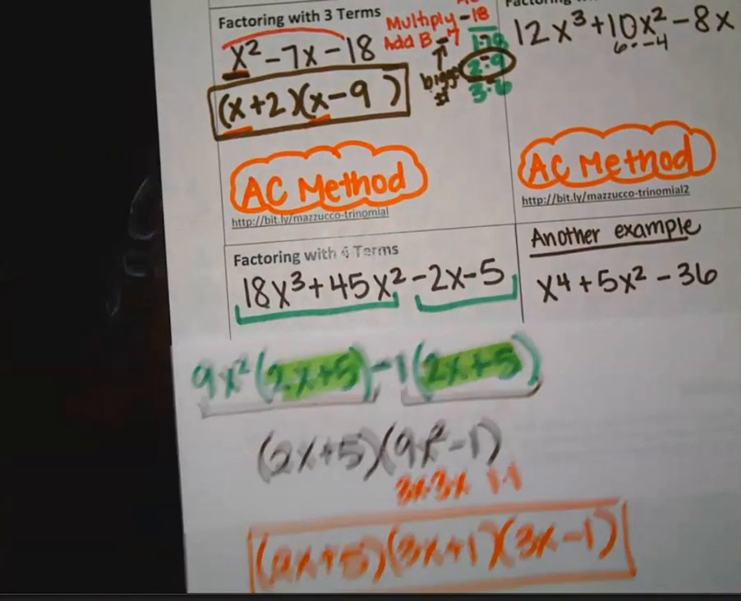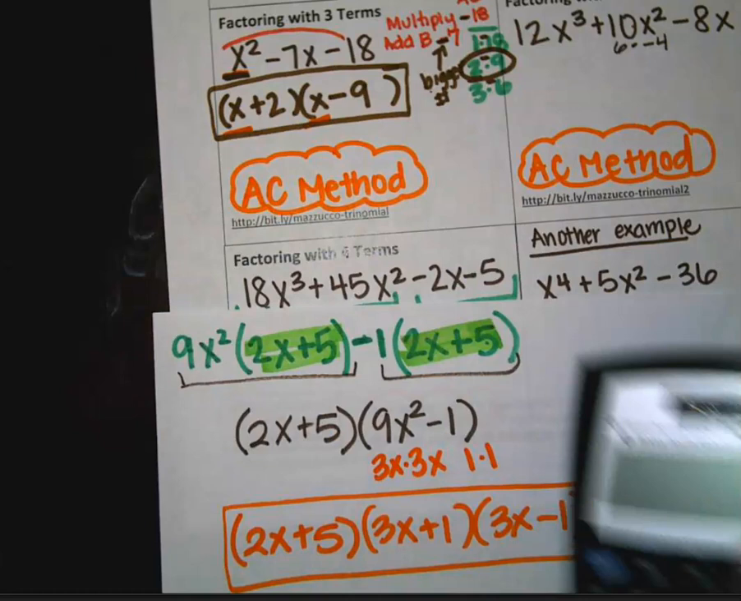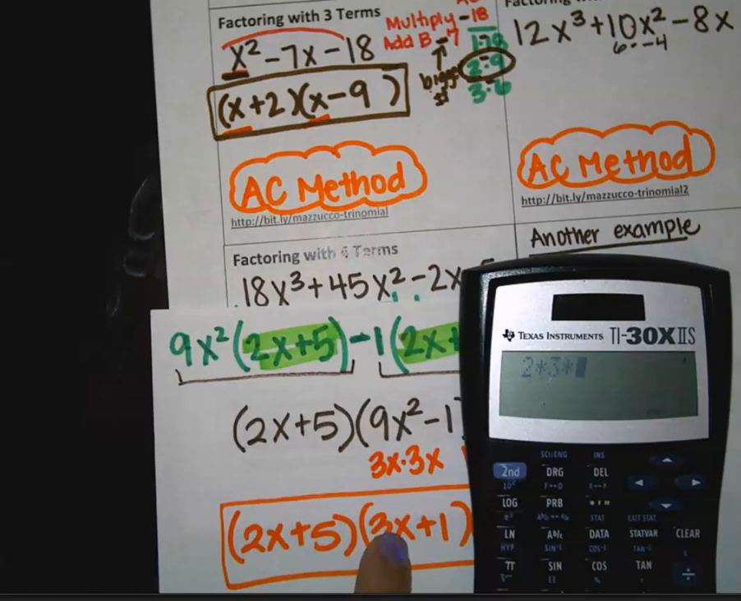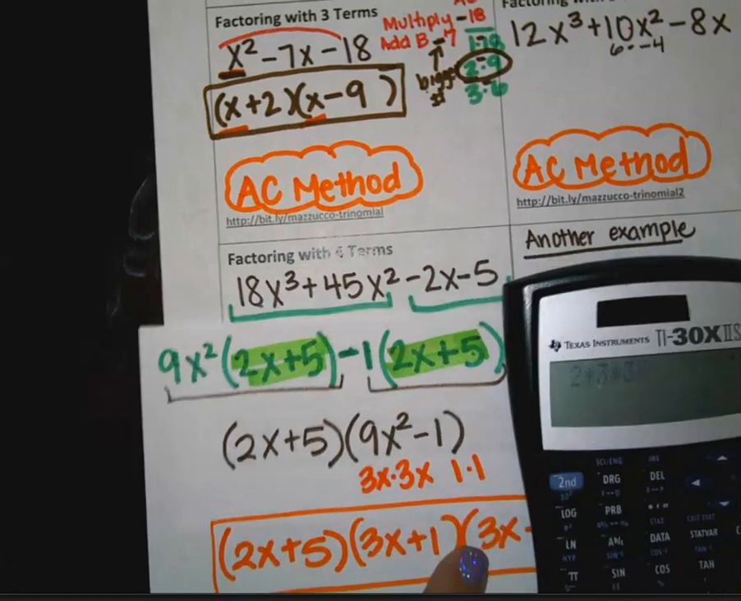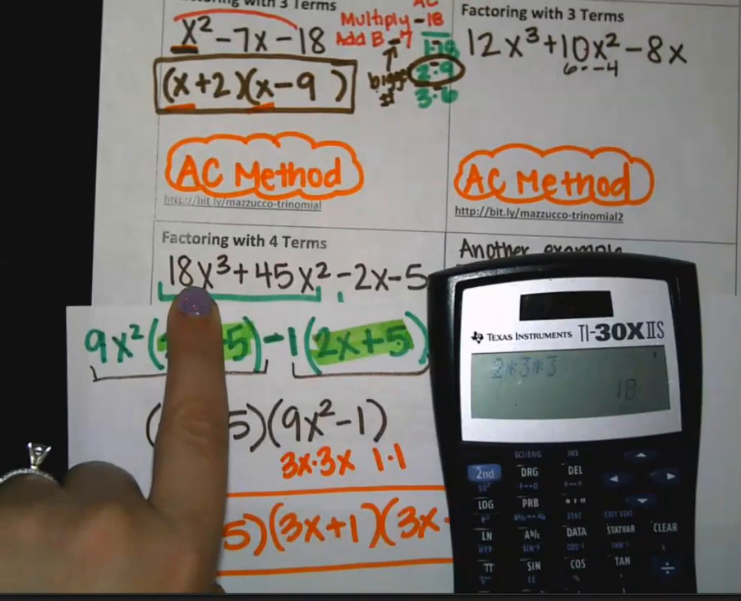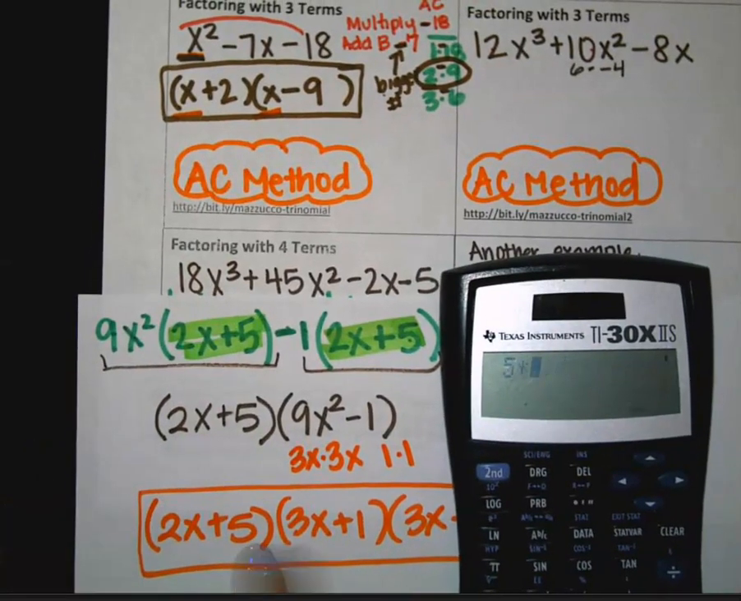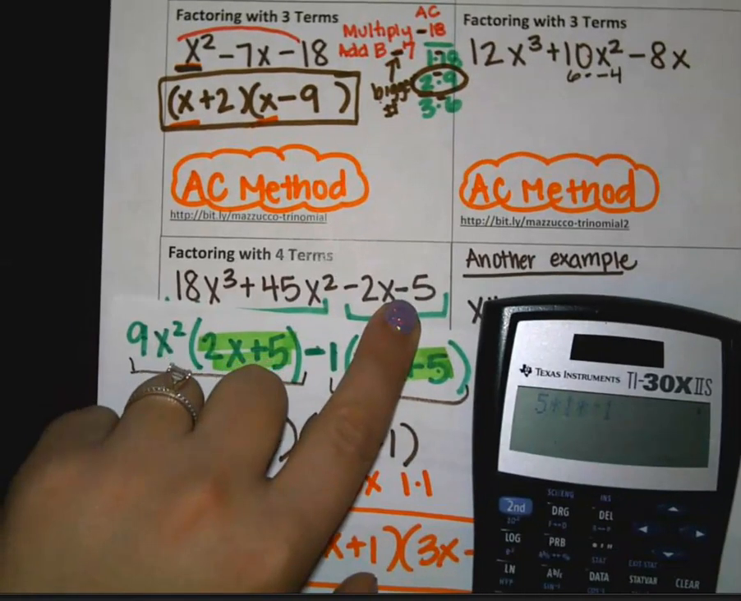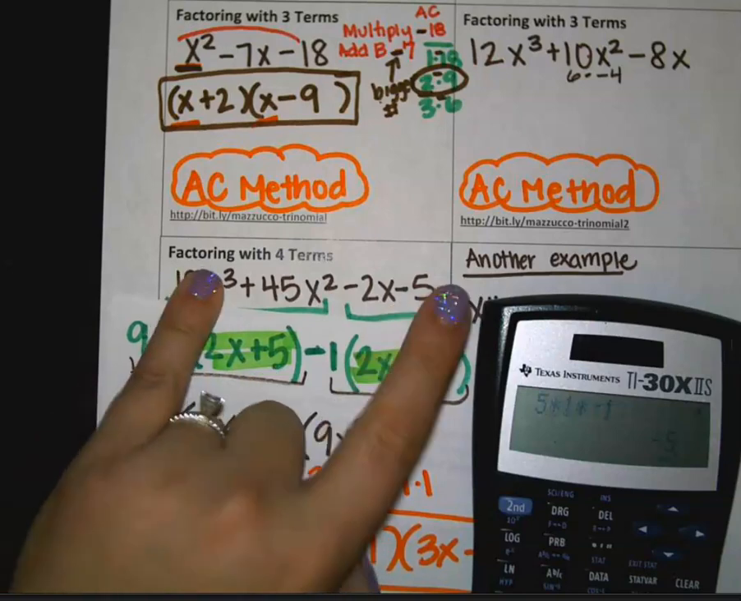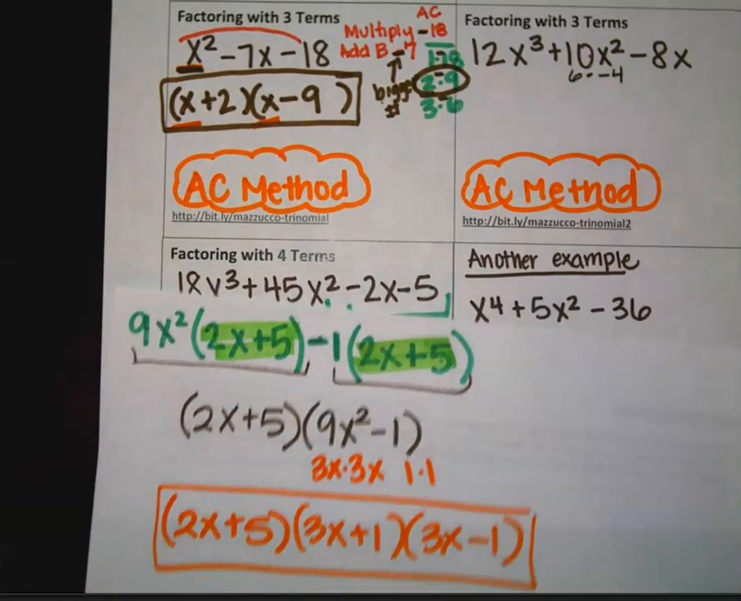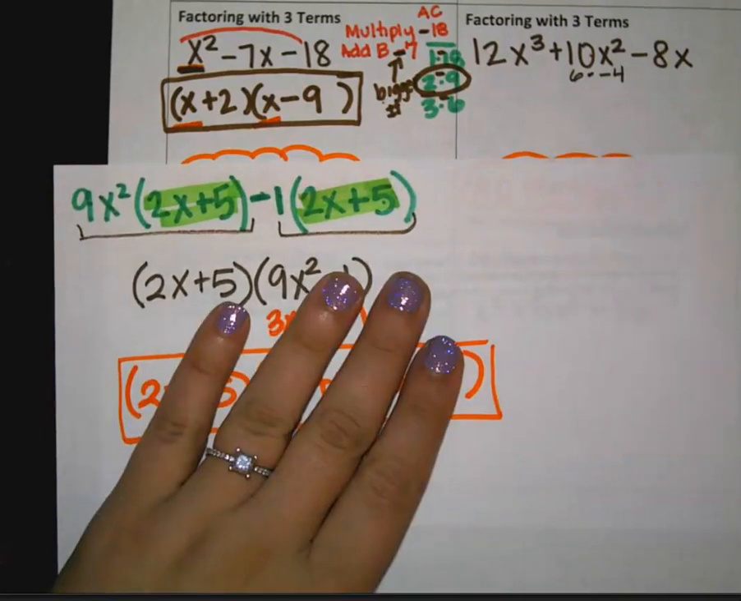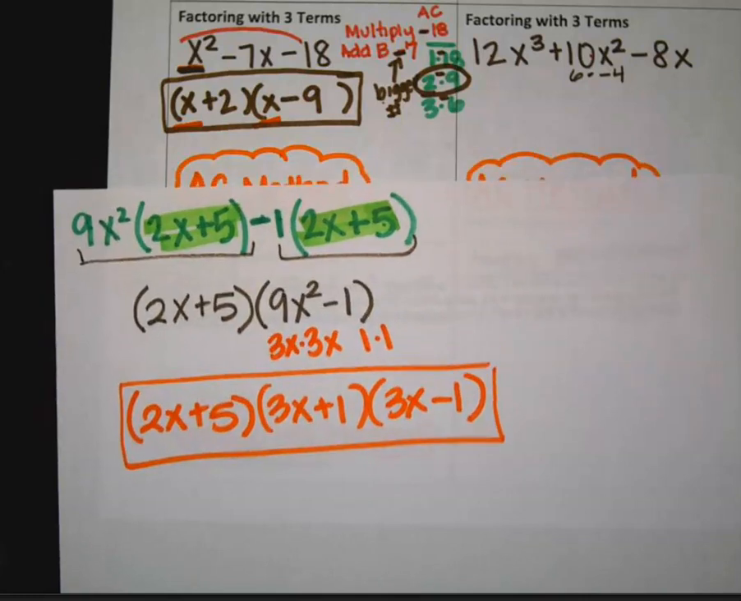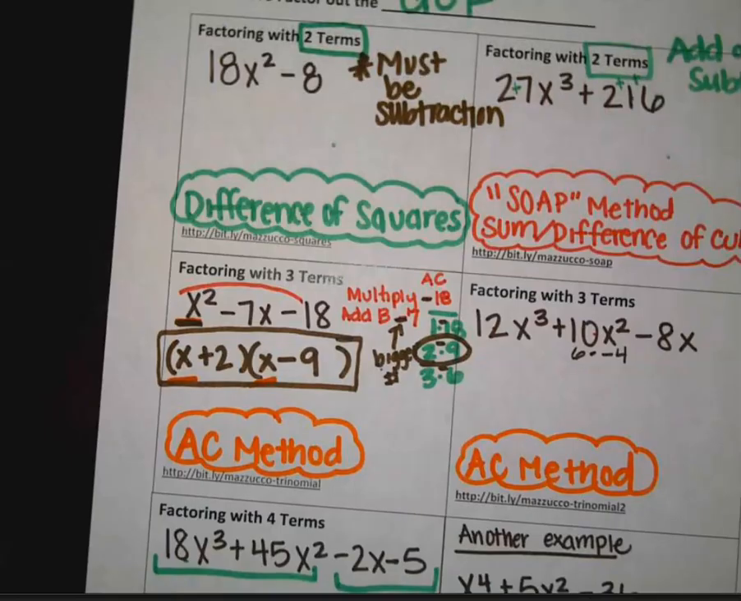So if I want to check these and just feel good, I'm going to take all the first numbers, so the 2, the 3, and the 3, and make sure I get this 18 here, which I do. Then I'm going to take the 5, the 1, and the negative 1, and make sure I get this negative 5 here. So I'm always checking the first one and the last one by using that checking method. Again, it doesn't mean I'm right. It just means I feel good that at least that matches up there. Okay, so those are all our different methods for factoring.